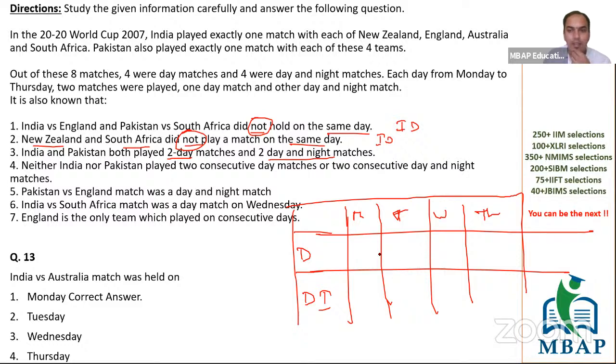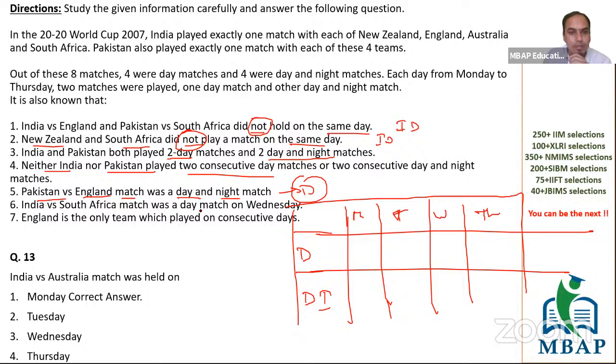Okay, day and night. So this is sure. What I will do is, I know that in my further case, neither India nor Pakistan played two consecutive matches. The Pakistan versus England match was a day and night match. This is a direct clue. Great.